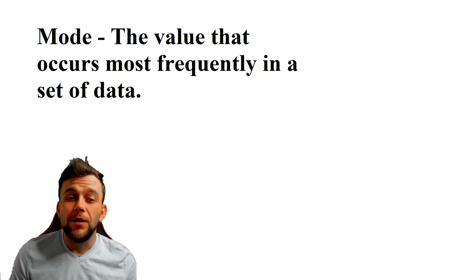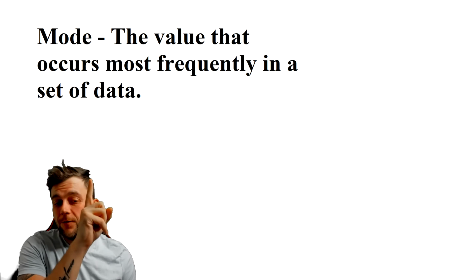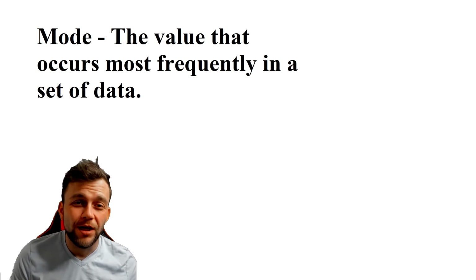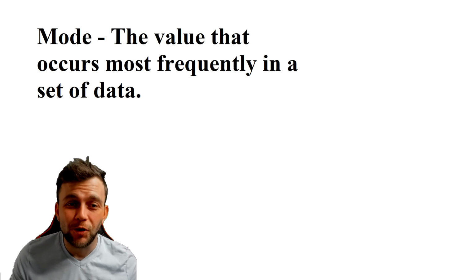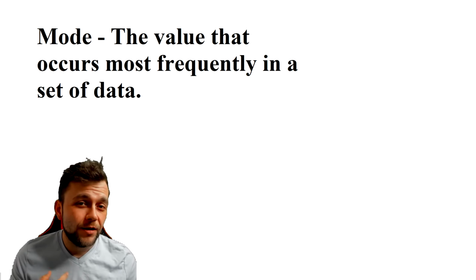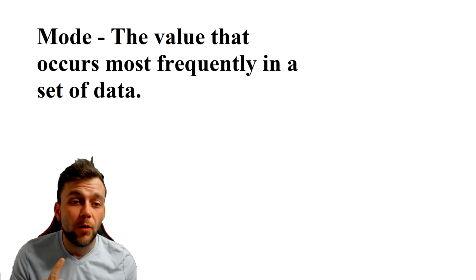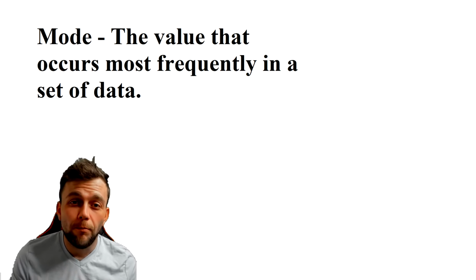Let's start with mode, the value that occurs most frequently in a set of data, like what it says up here. But to put it in layman's terms, it's the number that shows up the most in your data set. So if something shows up multiple times, keep a mental note of that as being your mode.